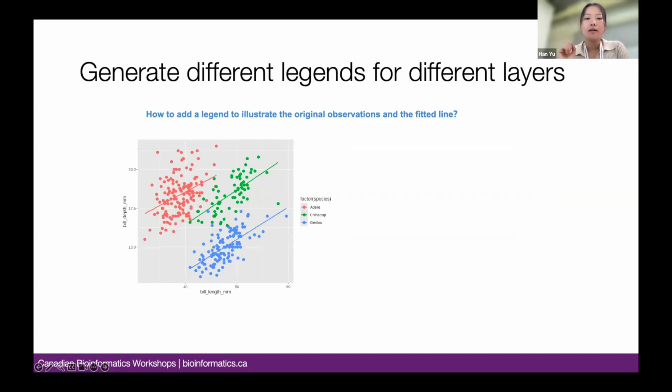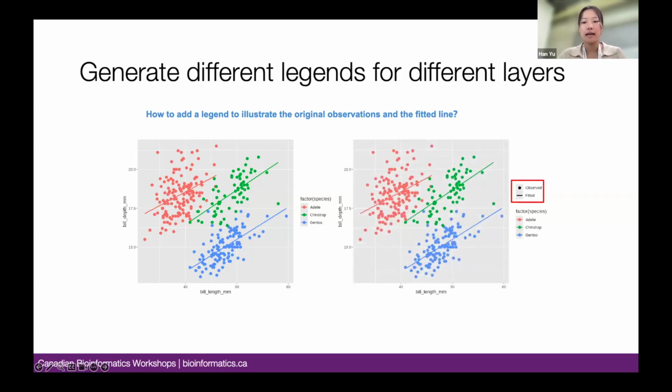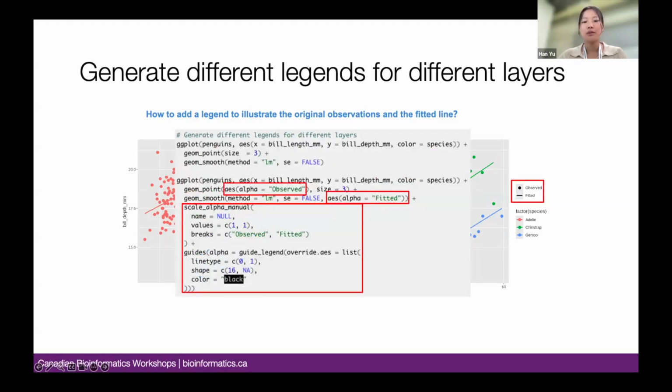So here we added a fitted line to the scatter plot. So how to add a legend to illustrate the original observations and the fitted line? Here we only have the observations, but we don't have the legend for the fitted line. Since ggplot2 assigns the legend based on mapped aesthetics, we can use an unused aesthetic like alpha to differentiate the point layer and the fitted line layer. So what does that mean?